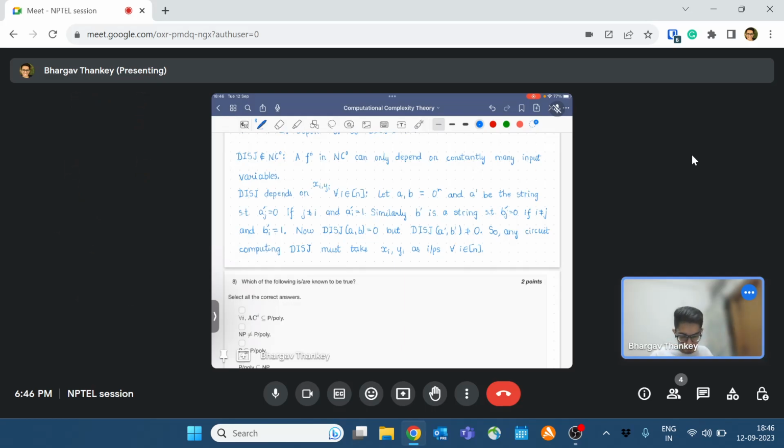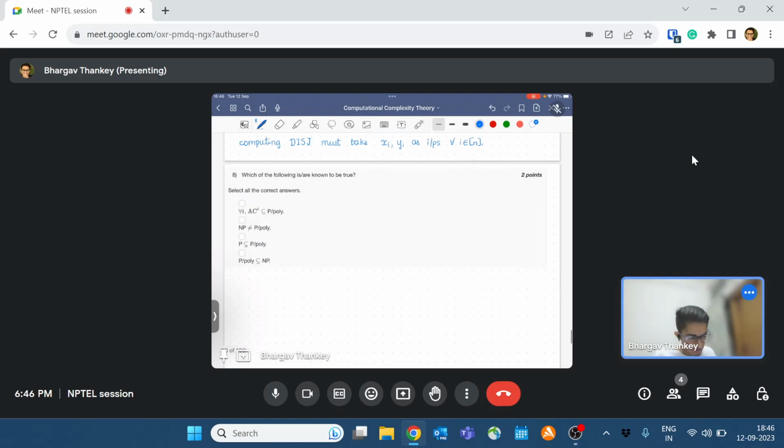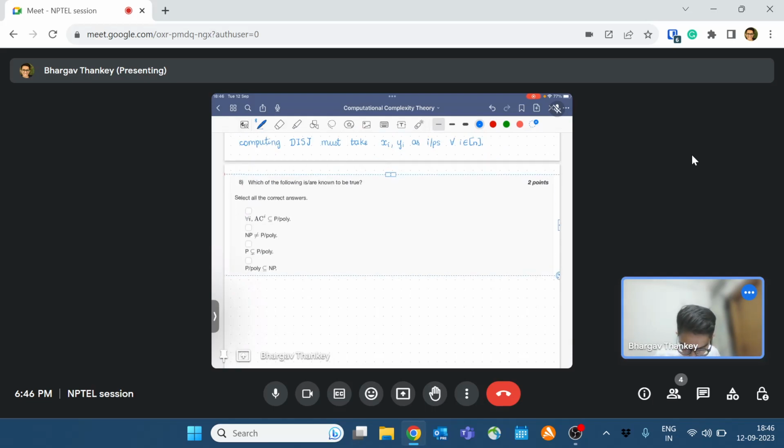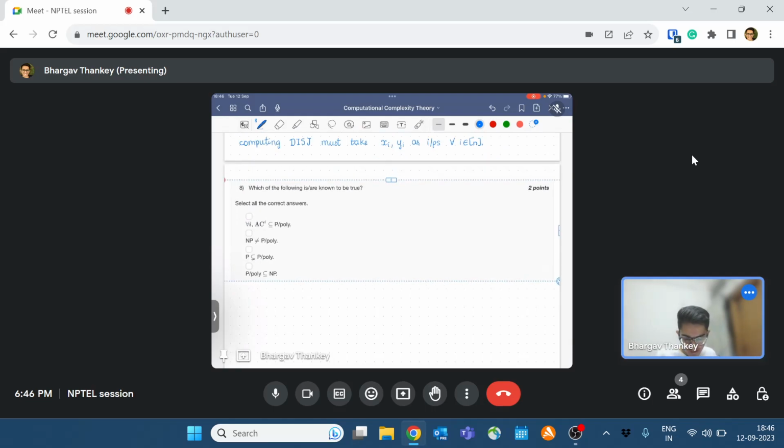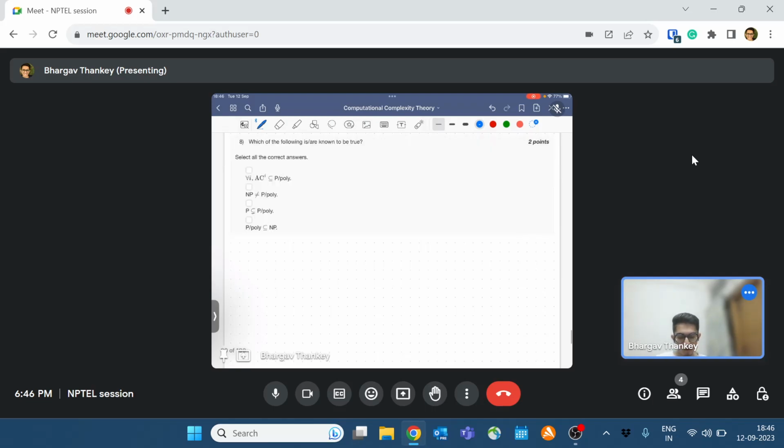Then let's look at the next problem. The next problem is: which of the following is or are known to be true? Select all the correct answers. For all i, PC^i is in P/poly.